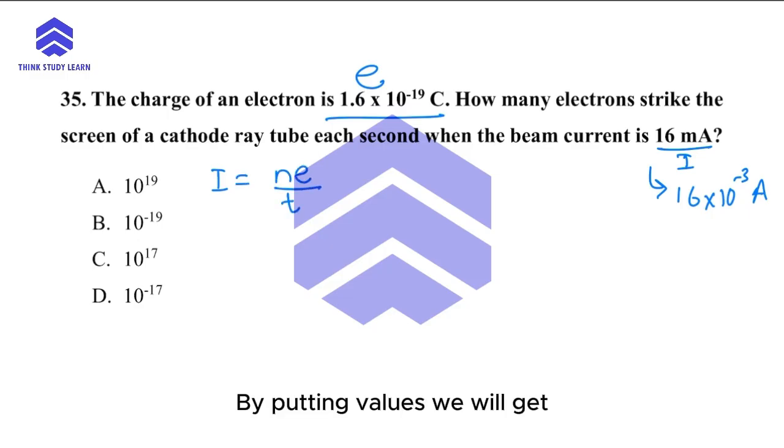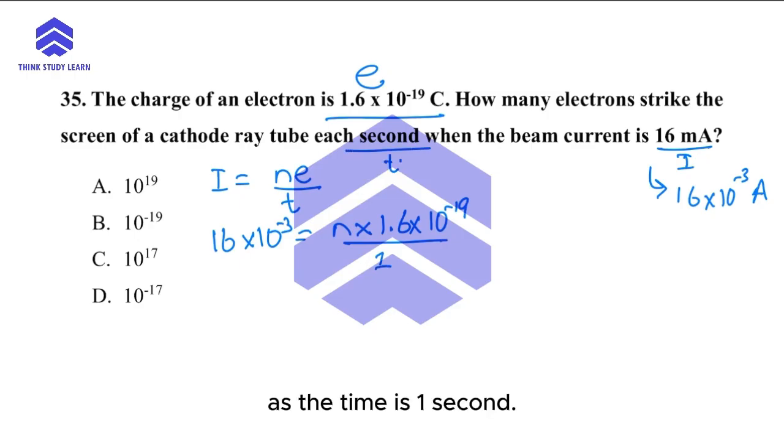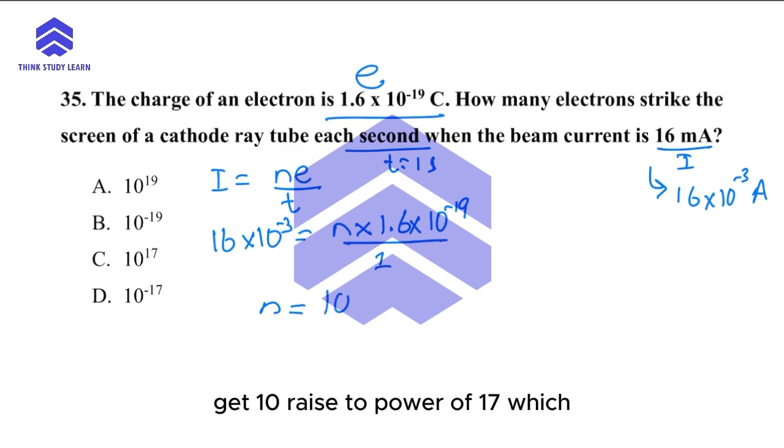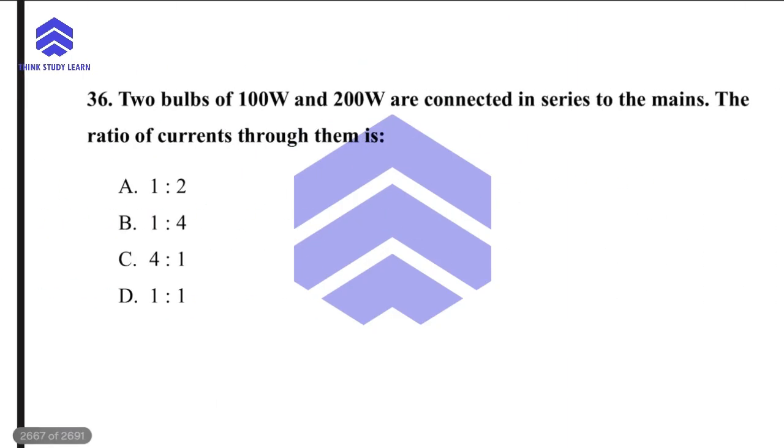By putting values, we will get 16 into 10 raised to the power of minus 3 is equal to N into 1.6 into 10 raised to the power of minus 19 divided by 1, as the time is 1 second. Now, when we solve for N, we will get 10 raised to the power of 17, which is option C. Hence, option C is the correct answer.